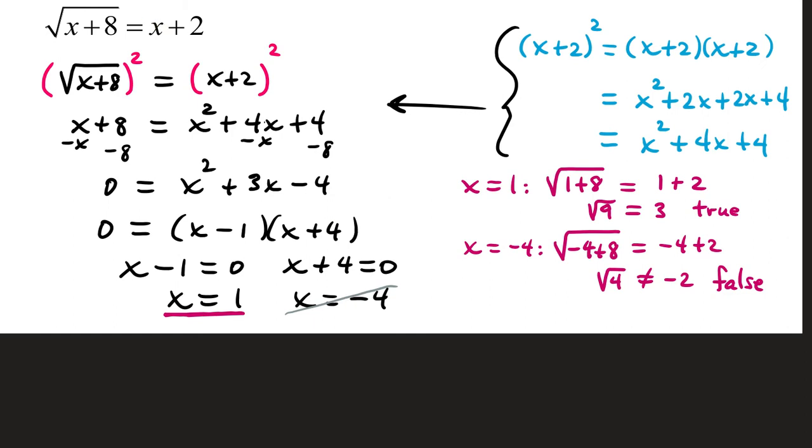In the original problem, if we check x equals 1, that gives a square root of 1 plus 8, which is 9. On the right side, we have 1 plus 2, which is 3. Square root of 9 is equal to 3. That's true. We keep that answer. When we check negative 4, the square root of negative 4 plus 8 does not equal negative 4 plus 2. The square root of 4 is 2. That does not equal negative 2. That's false. This answer we do not get to keep. It is an extraneous solution, and sometimes those happen when you square both sides of an equation.